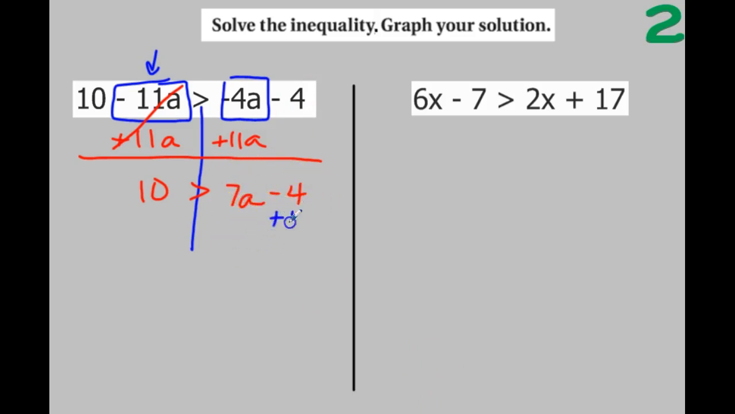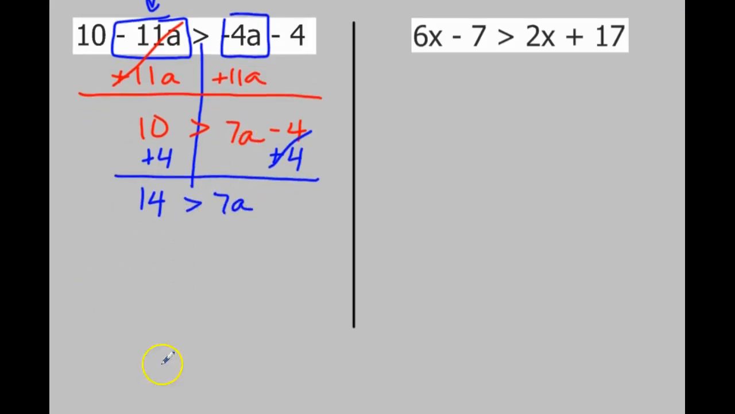Get rid of addition or subtraction. So I'm going to add 4. Gives me 14 and 7a. And then last, get rid of multiplication and division. We're going to divide by 7. So we have 2 is greater than a.